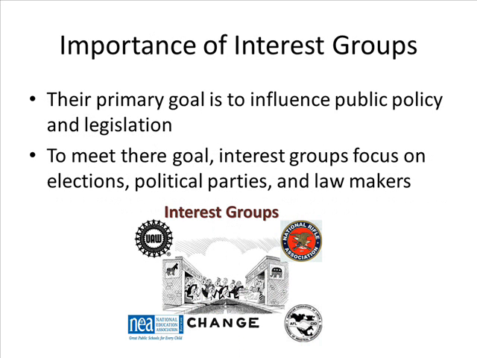Now, interest groups are important because their primary goal is to influence public policy and legislation. So their basic goal is trying to influence the laws that are passed in Congress. That's why they talk to and have relationships with political parties.